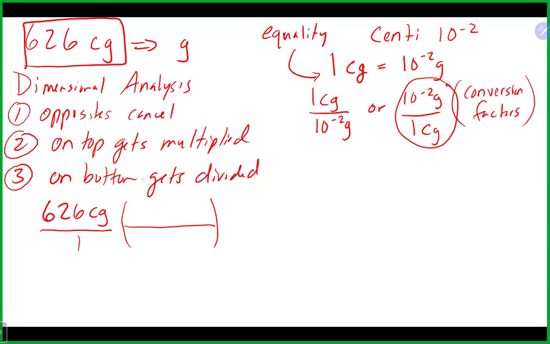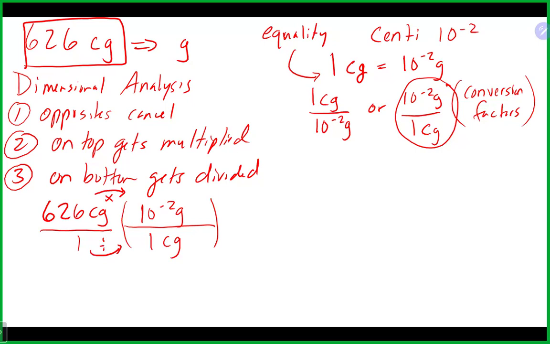We're going to put 10 to the minus 2 grams on top and my opposite location there with my centigrams in this case. Now, at this point, what's going to happen is math is always in this situation. Anything on top gets multiplied. Anything on the bottom gets divided. So that's pretty much it.